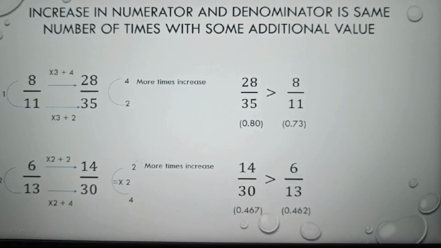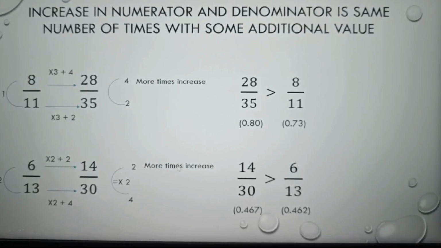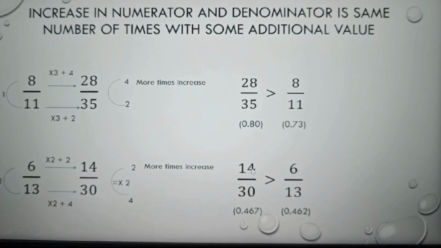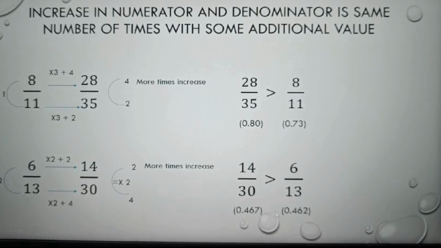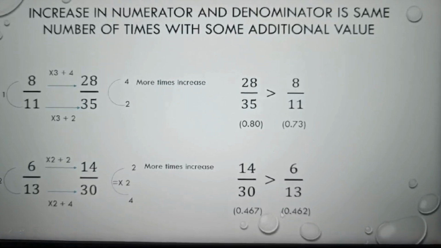So the increase in numerator is more. That's why the resulted fraction 14 by 30 has a bigger value. So we can express it as 14 by 30 is greater than 6 by 13. This can be confirmed with decimal values: 0.467 is greater than 0.462.